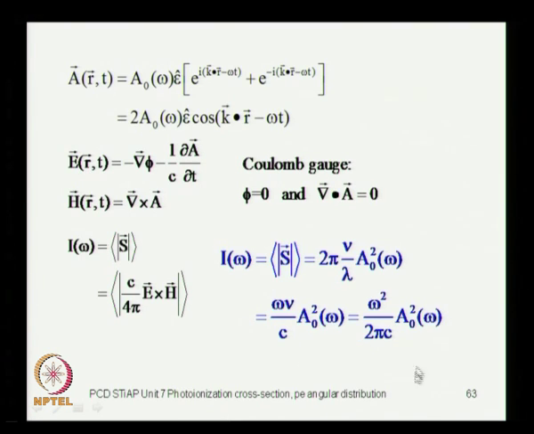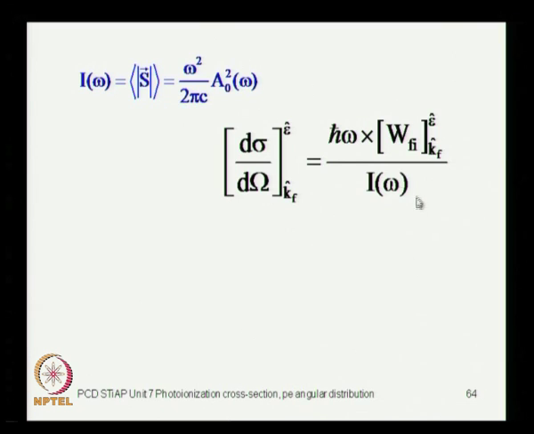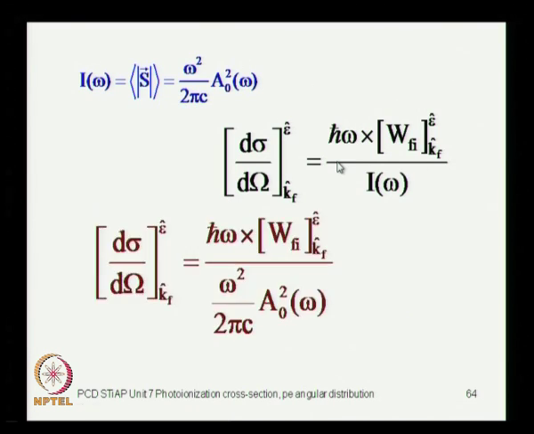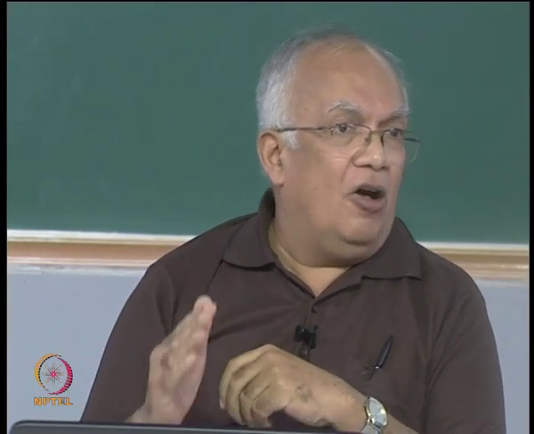So, the intensity is given by this expression and you can then plug in this expression for the intensity in the expression for the photoionization cross section, and this is what gives you the complete expression for the photoionization differential cross section for photoionization in a particular direction kf when the incident light is polarized along the unit vector epsilon.